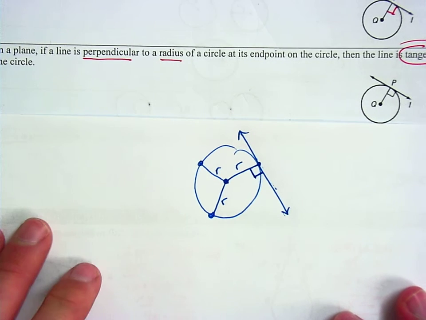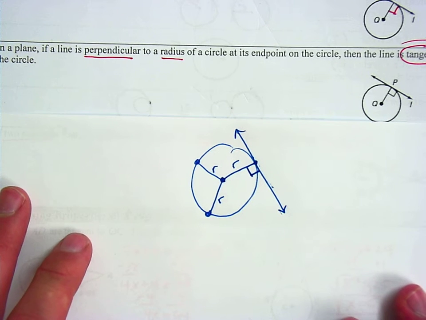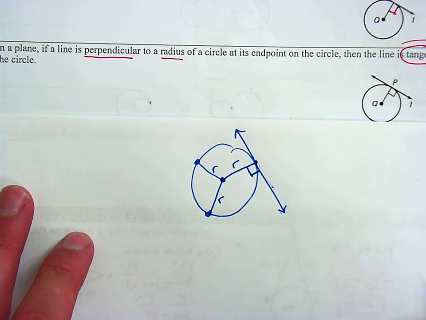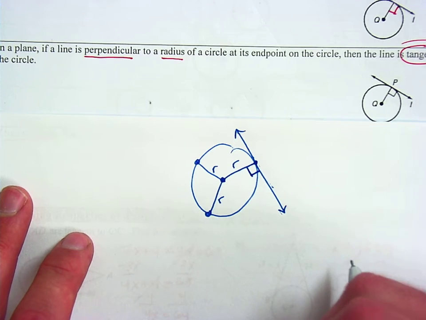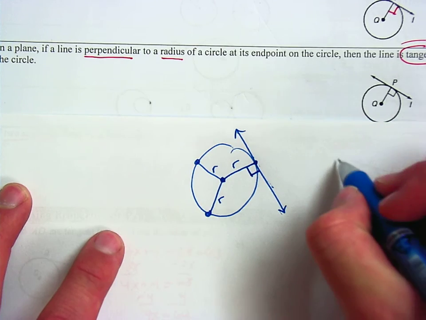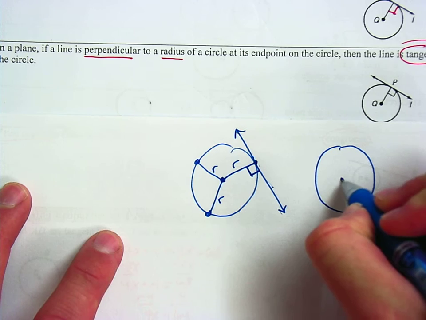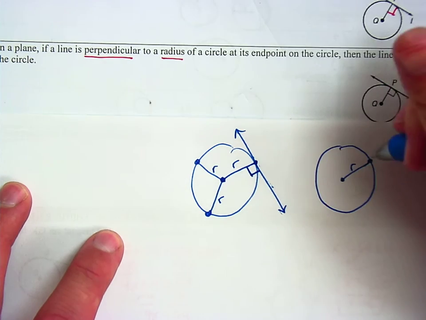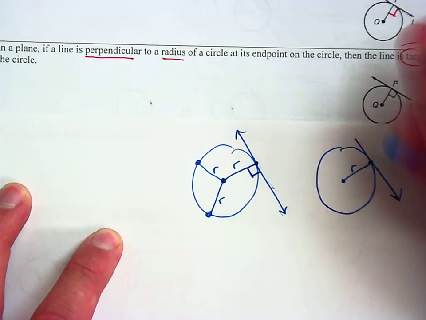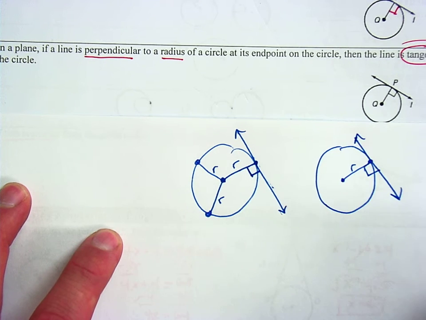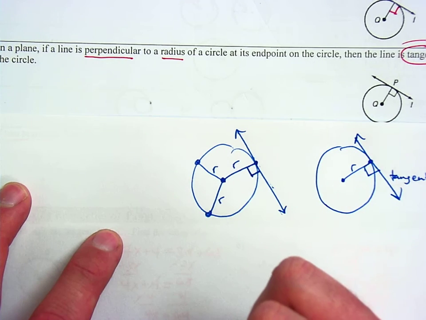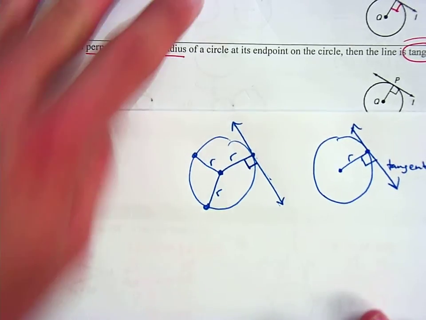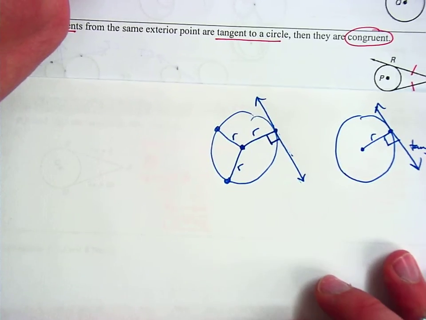All right, let's look at another one. So in a plane, if a line is perpendicular to a radius of a circle at its endpoint on the circle, then the line is tangent to the circle. So basically we're just saying the opposite is also true, right? We're just saying, well, if we have a radius and we have this line that's perpendicular to the radius, perpendicular to the radius, well, we know that this is a tangent. So we're saying that it works both ways. Both are true.